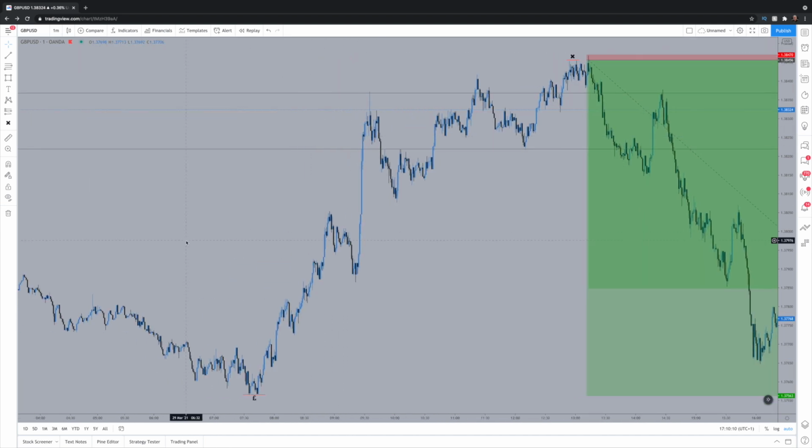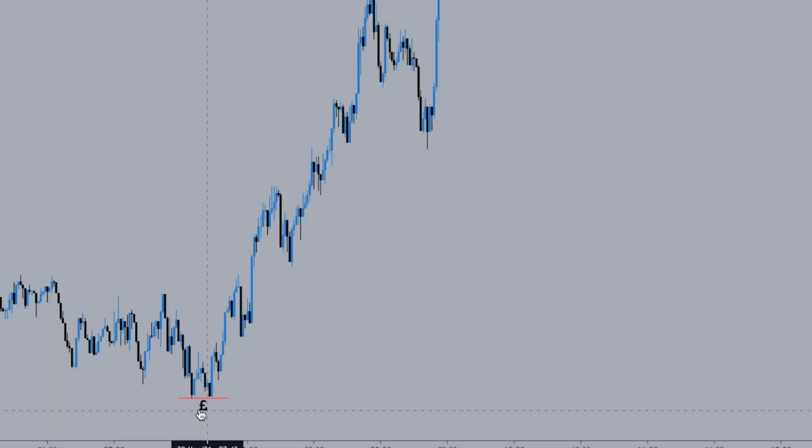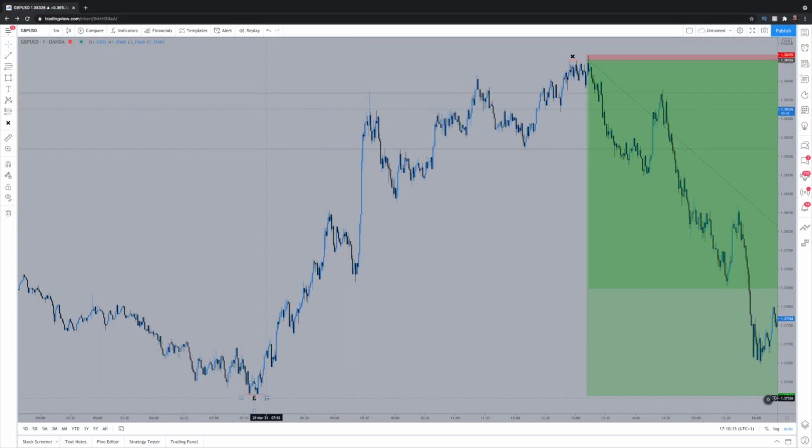Also, the targets were going to be these equal lows down here. These are the equal lows. As you can see, they didn't run this money out. They didn't take the money. So this would have been the target where the money is.